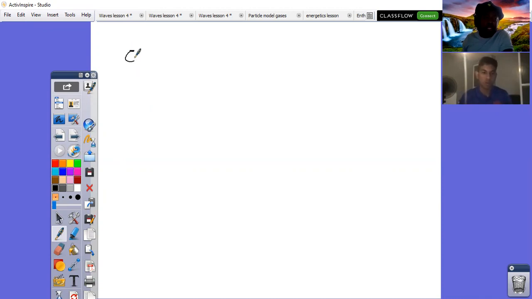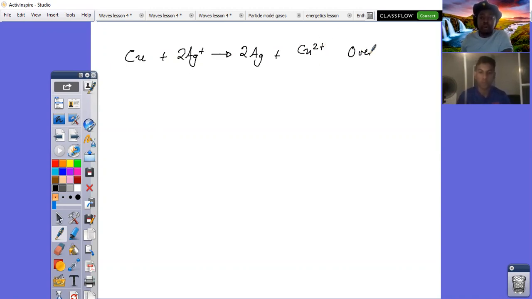So we end up with something that looks like Cu plus 2Ag plus, which gives 2Ag plus Cu2 plus. Yeah, so this is what we call the overall ionic equation. So worth looking at the wording. All the spectator ions have been removed. Now the next part, of course, is from here, you can now start writing your half equation.